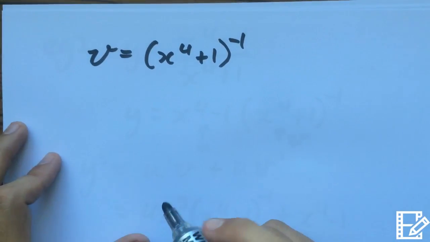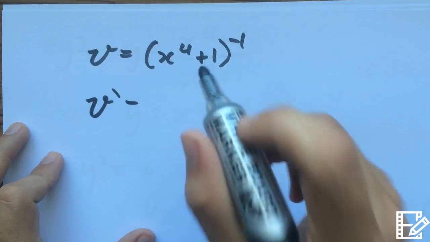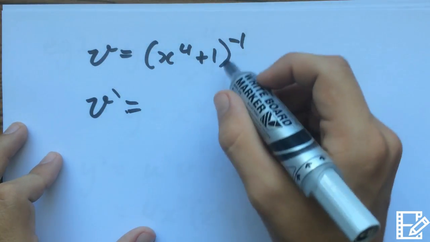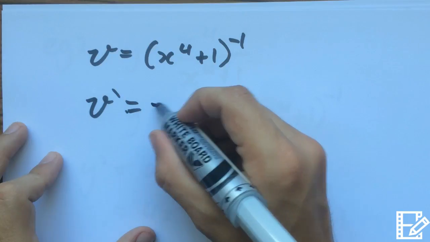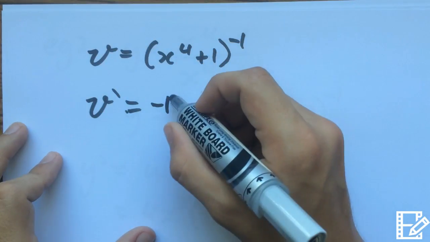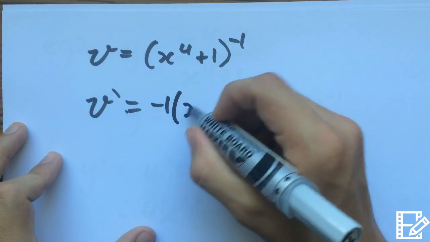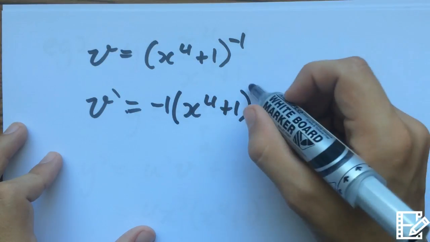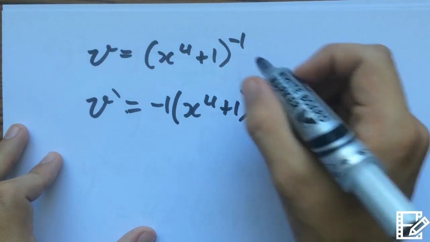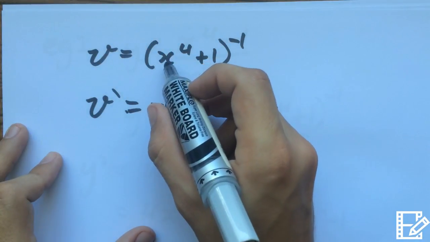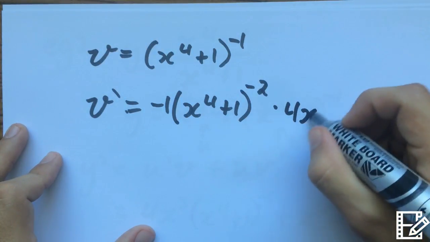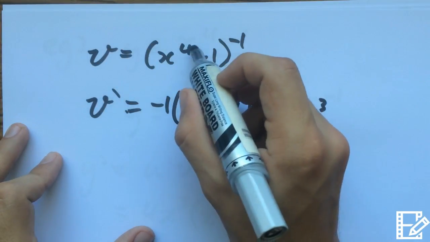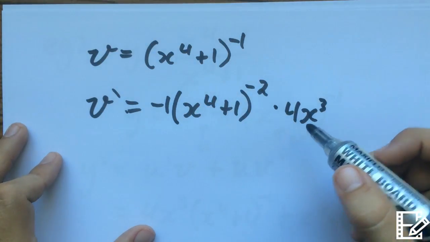What's the derivative when you follow the chain rule? You derive the outside, leave the inside the same, and then you multiply it to the derivative of the inside. The derivative of the outside, you bring the power down, negative 1, you multiply it to the inside, which stays the same, and then you take 1 off the power. Negative 1, take 1, is negative 2. And then we multiply it to the derivative of the inside. The derivative of x to the power of 4 plus 1 is 4x to the power of 3, because just like before, you derive this, bring the power down, take 1 off, and derivative of 1 is nothing.